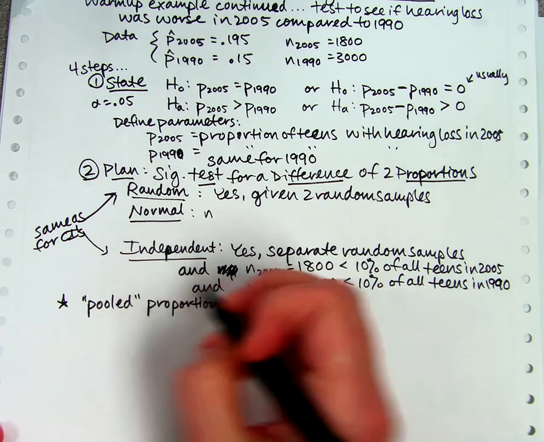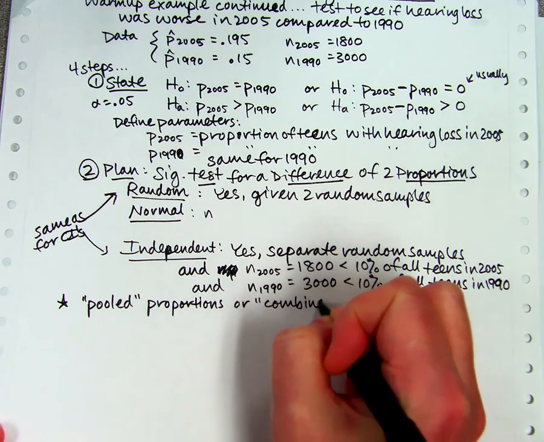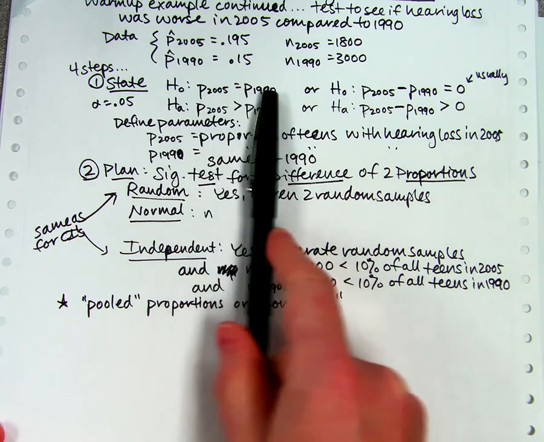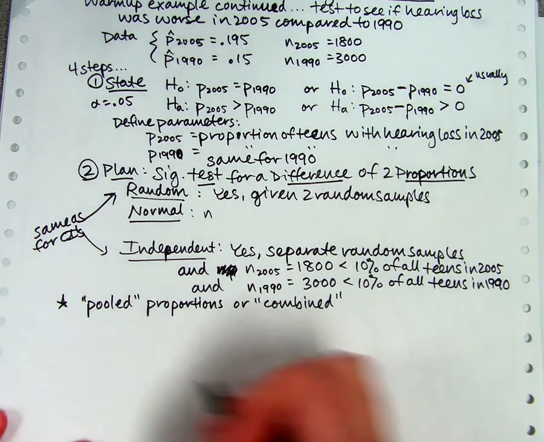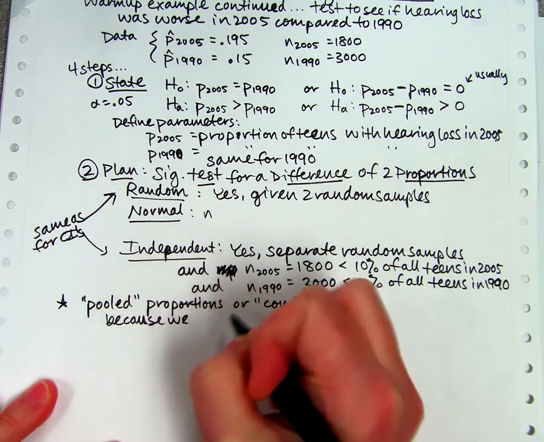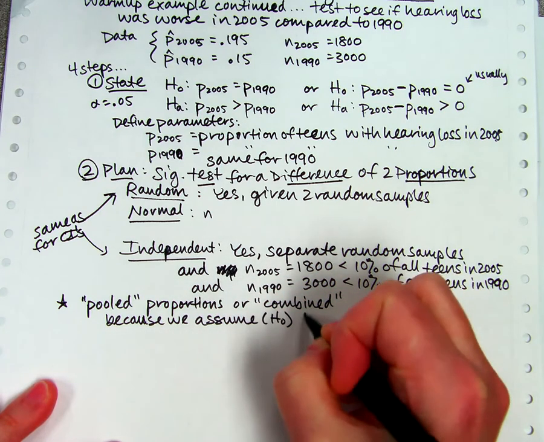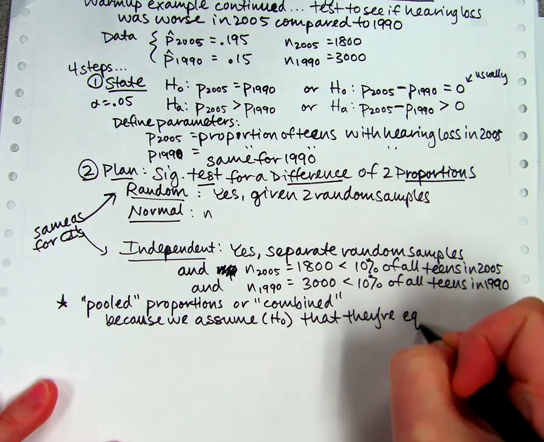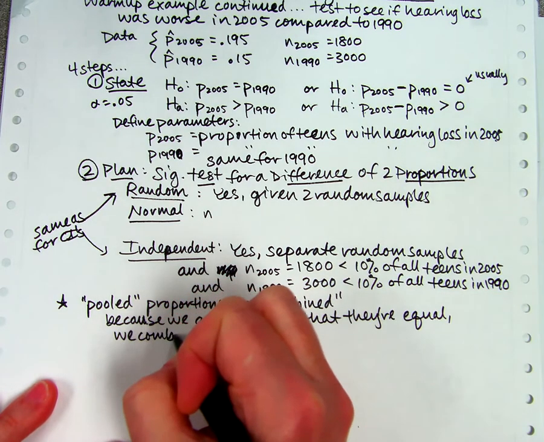Pooled proportions, or sometimes called combined, is based on the assumption where our null hypothesis is that these two proportions are equal. So we might as well just put all of them into one group. Because we are assuming for our null hypothesis that they're equal, we combine them into one group, or pool.